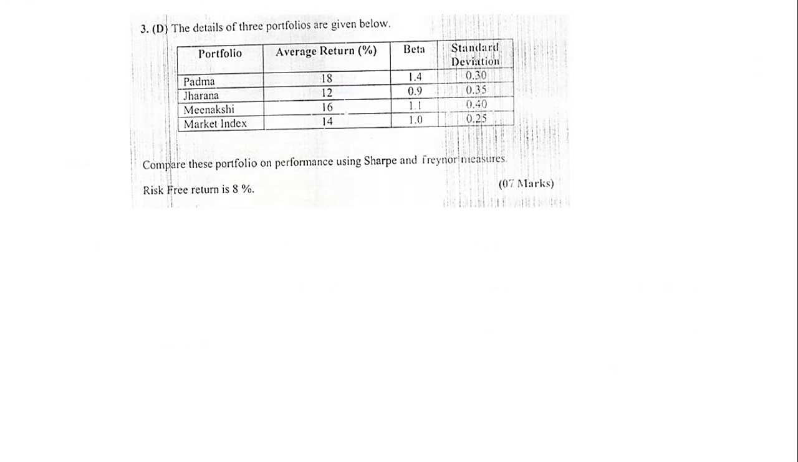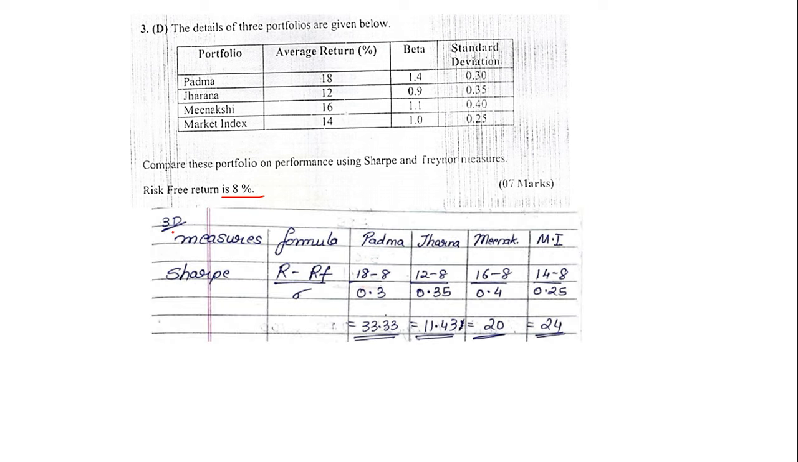Okay, the next question was question 3D. The details of 3 portfolios are given below. Compare these portfolios on performance using Sharpe's and Treynor's measure. Risk-free return is 8%, and average return, beta and standard deviations have been given to us. So first we note down the headers: measures, formula, Padma, Zarna, Minakshi and market index. The Sharpe formula is return minus risk-free return upon standard deviation.